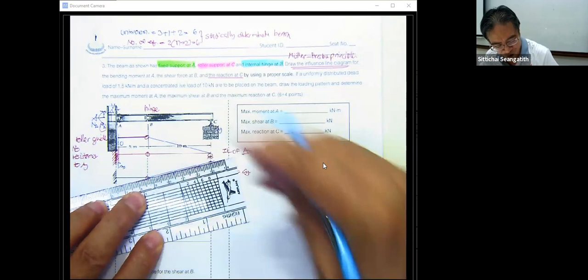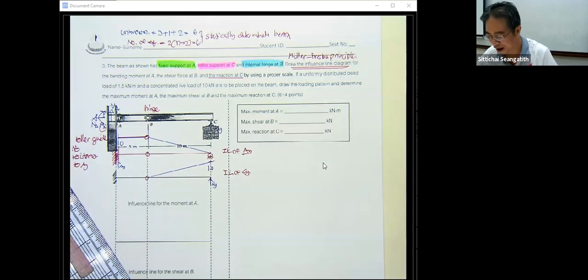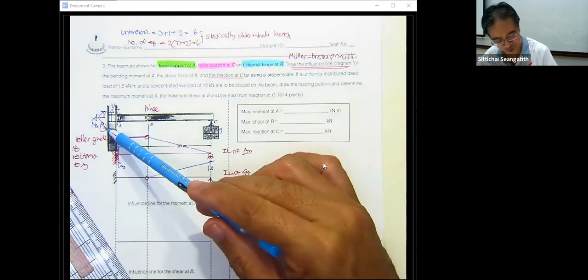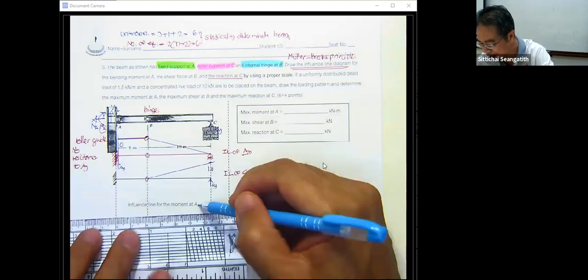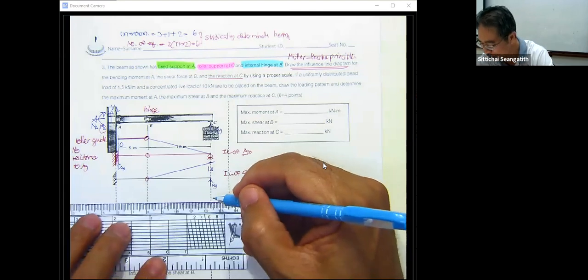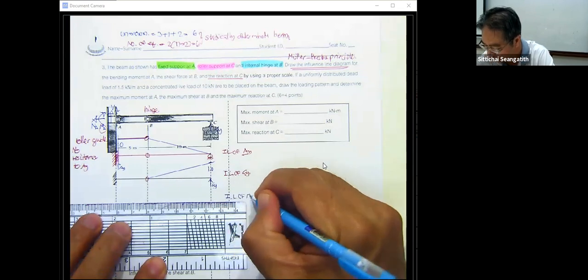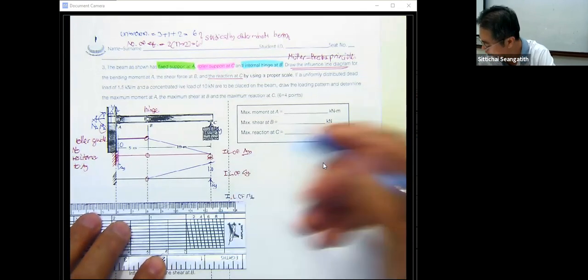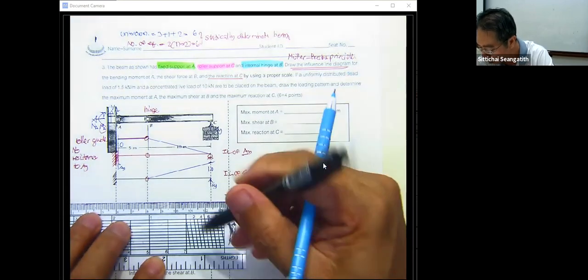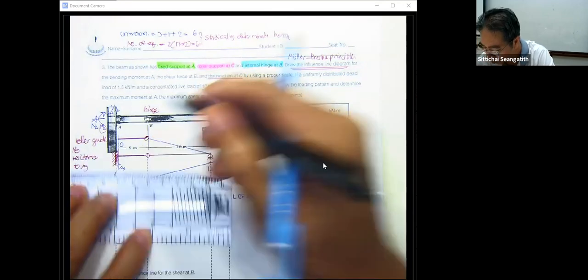Okay, so we run out of the reactions, right? Yeah, the M sub A we will talk about later. It's okay. Just put the influence line of the moment at A over here. The moment at A is also a reaction, the influence line of M sub A. Okay, and just put this one over here. Let me put this one in the back, so it's going to go together.